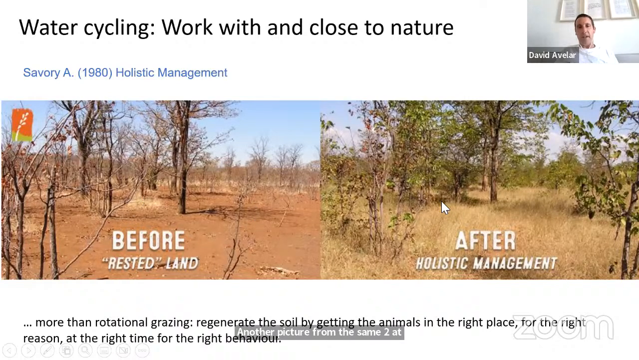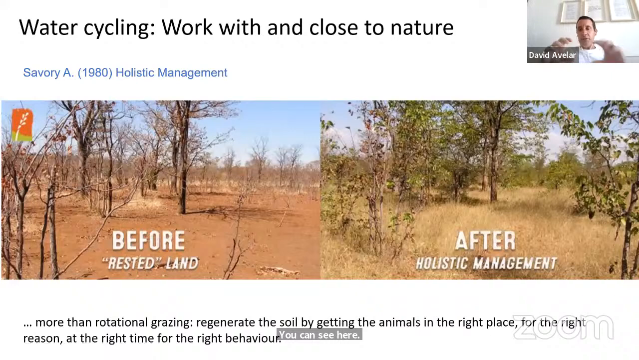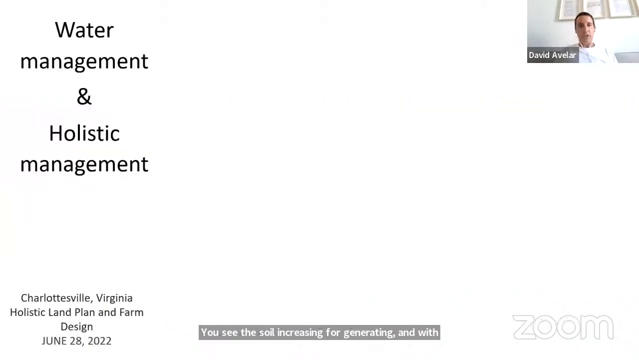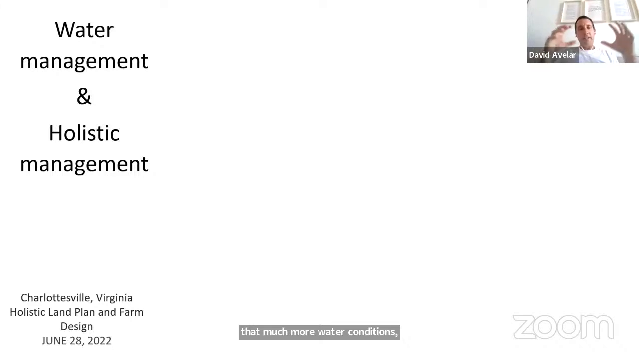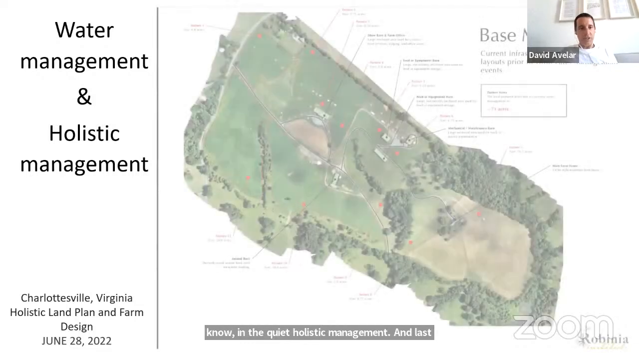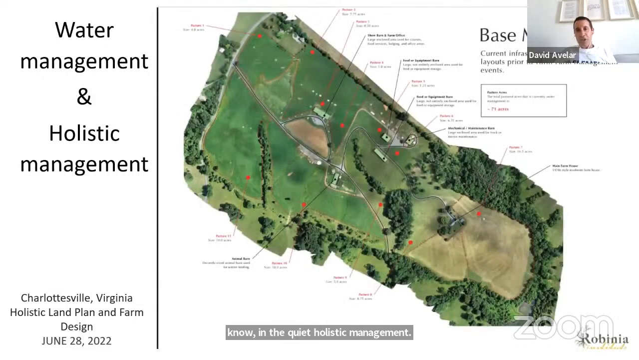So the before and after of the same tree you can see here. And as Paul said, every year the cycle passes, you see the soil increasing, regenerating, and with that, much better water conditions. And we can try to add all these perspectives and elements in a quite holistic management. And last week I got to know this project in Virginia, which I find very interesting.